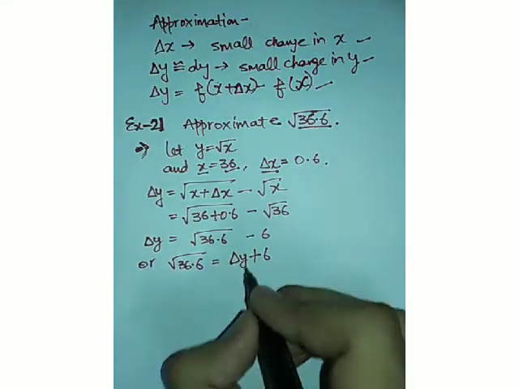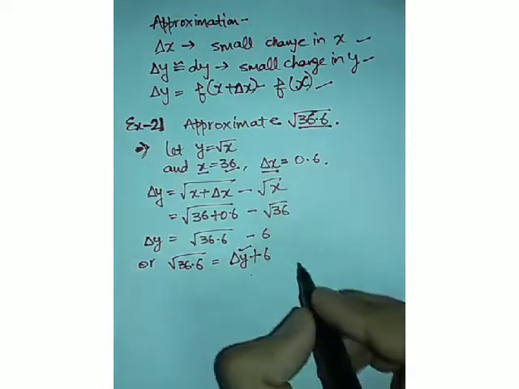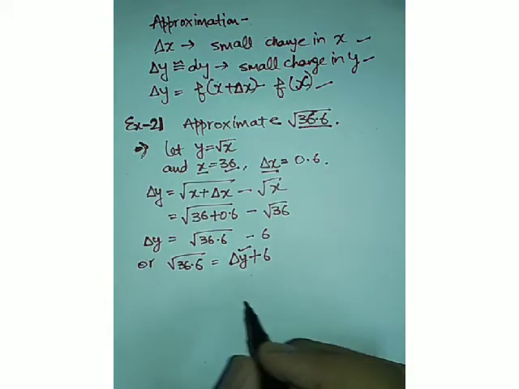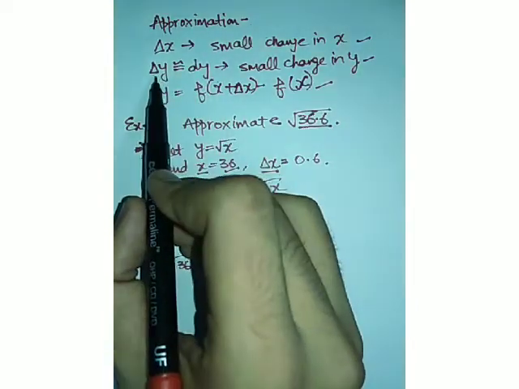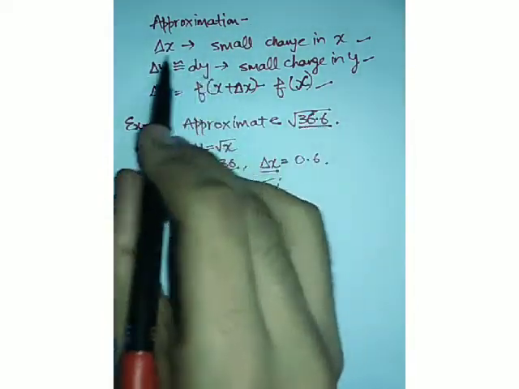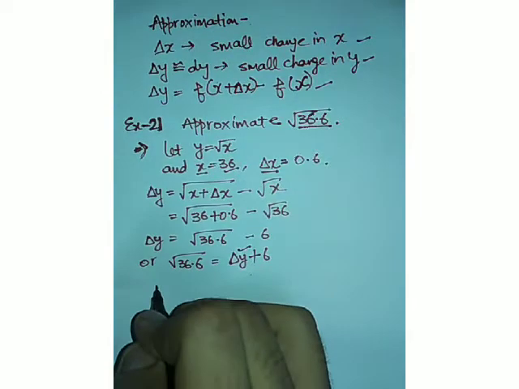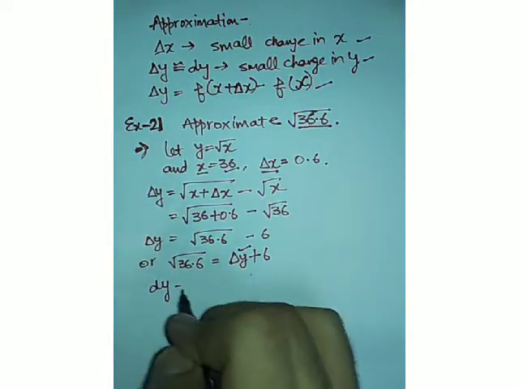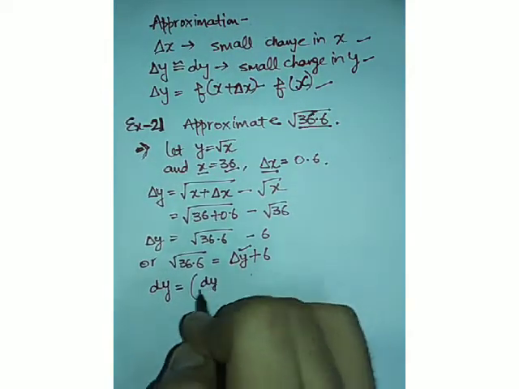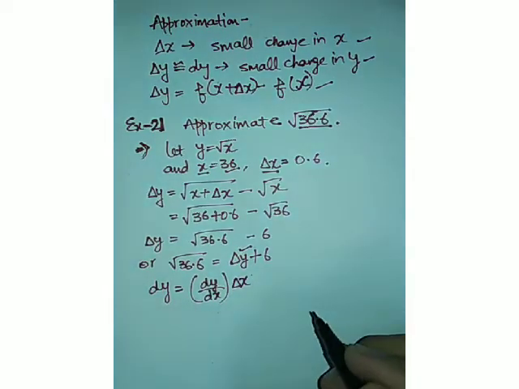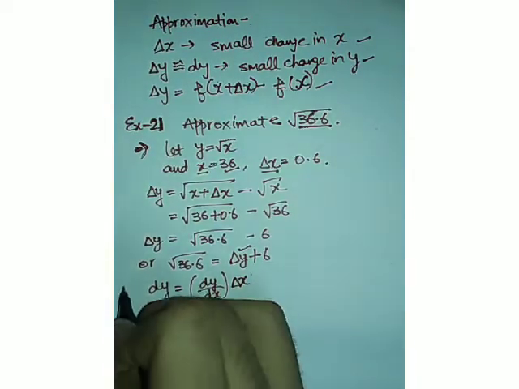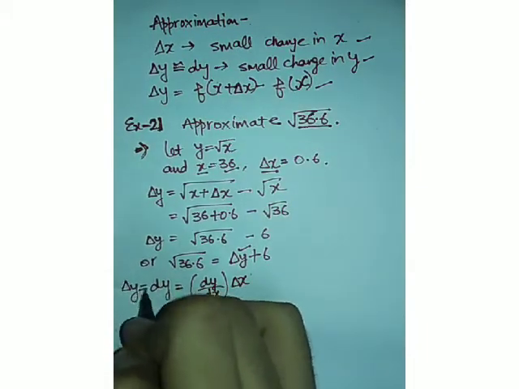Now we will find root of 36.6 only if we know delta y. So now you have to remember a formula for delta y. I have told you that delta y is approximately equal to dy. You have to write this, and then you have to write the formula that dy is equal to dy upon dx multiplied by delta x. This is the formula of dy, that is delta y, approximately.